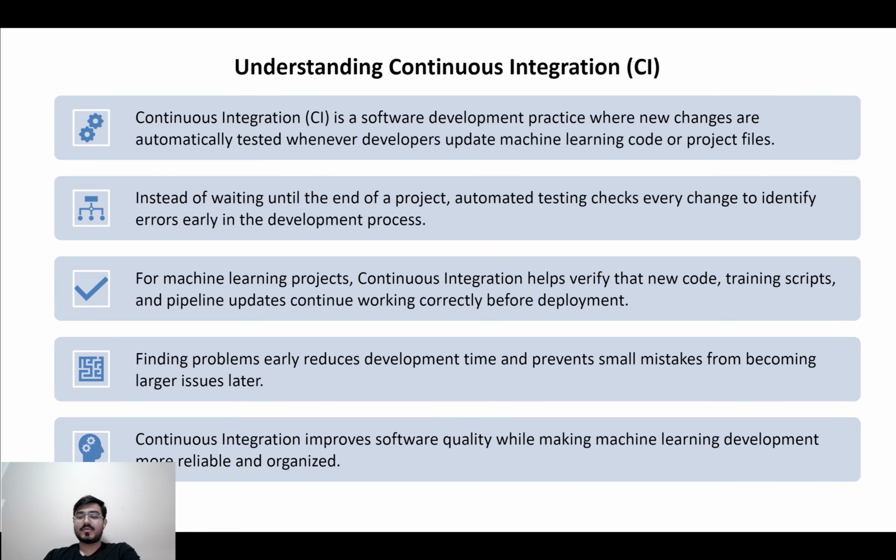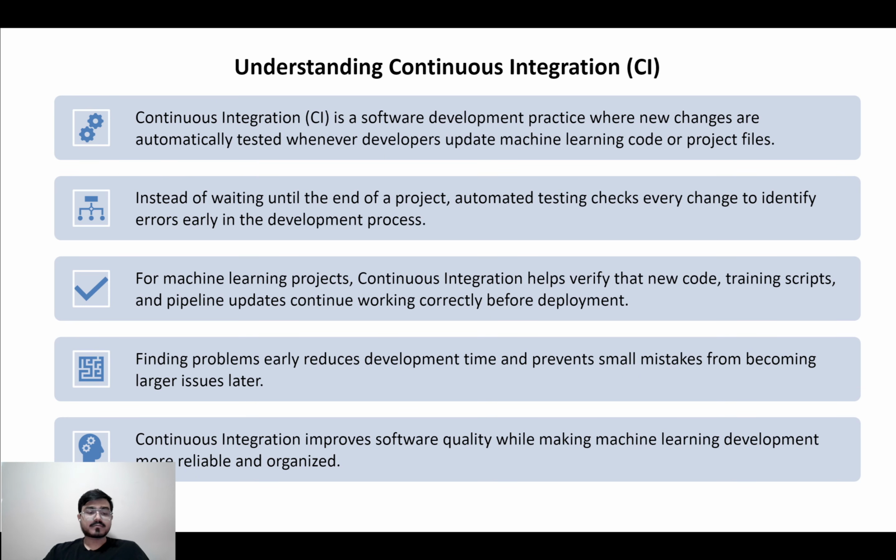So now let's learn about continuous integration, or simply CI. The name might sound technical, but the idea is actually very straightforward. Imagine you and your friends are building a mobile application together. Every day, different team members make changes to the project. If everyone waits until the end of the month to combine their work, there is a high chance that many errors will appear. Instead, imagine everyone uploads their changes every day, and the system automatically checks whether everything still works correctly.